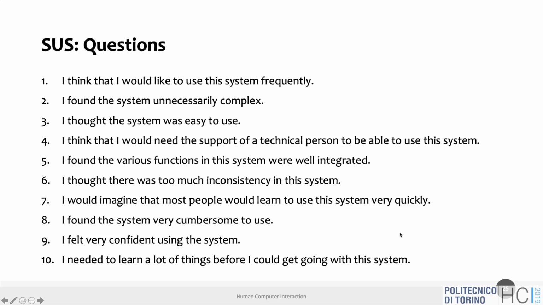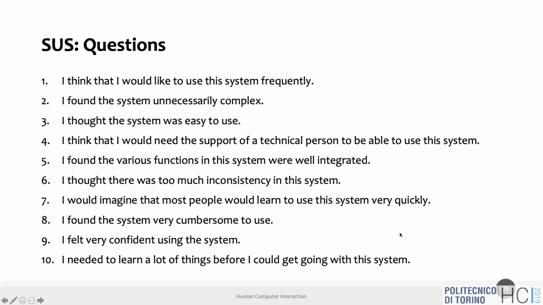A system could be complex but easy to use. Let me make an example. The cockpit of an airplane is complex, for sure. You have a lot of buttons and so on, but for a trained pilot it is quite easy to use. So easiness and complexity of the system are not really the same thing. A system could be complex but quite easy to use because it's immediate, it's easy to learn, or you can understand where you are going, but it's inherently complex. So they're not really the same concept.